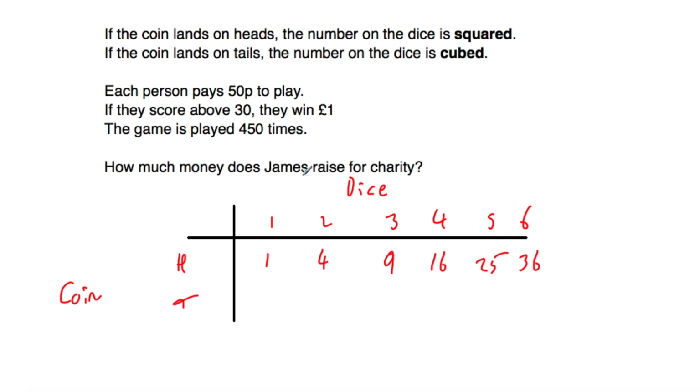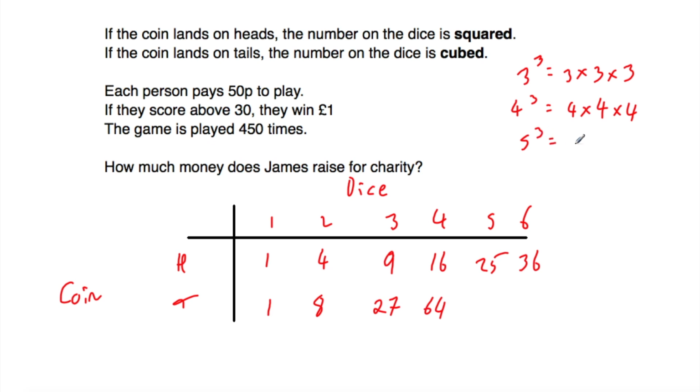And if the coin lands on tails, the number on the dice is cubed. So 1 cubed is 1, 2 cubed, 2 times 2 times 2, is 8, 3 cubed is 3 times 3 times 3, 3 times 3 is 9, times 3 is 27. 4 cubed is 4 times 4 is 16, times 4 is 64. 5 cubed is 5 times 5 is 25, times 5 is 125. And finally 6 cubed. 6 times 6 is 36, and then we need to times that by 6, so 36 times 6. I'm going to work that one out. It's 36 times 6, 6 times 6 is 36, so put a 6 down, carry a 3.